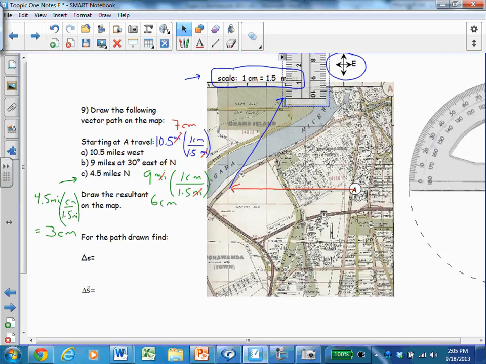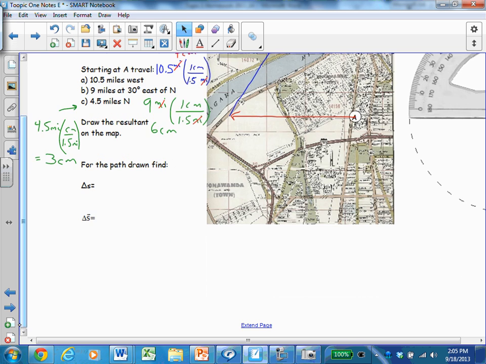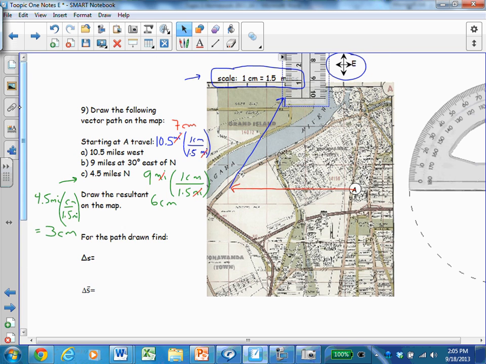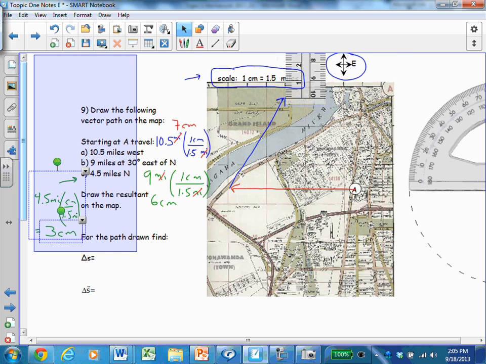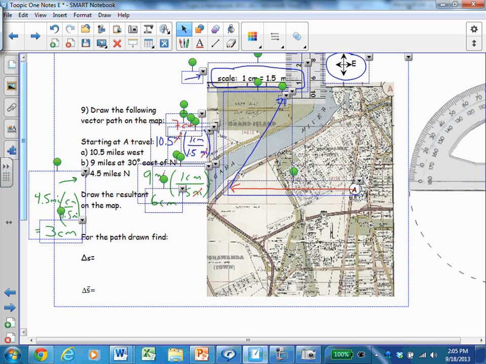I go right off the page. Great. At least you have a page to put yours on. Oh.